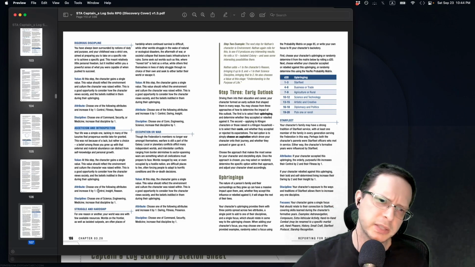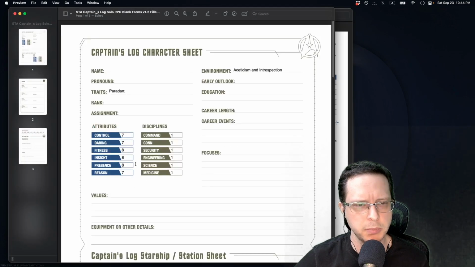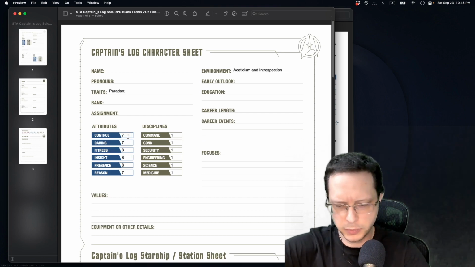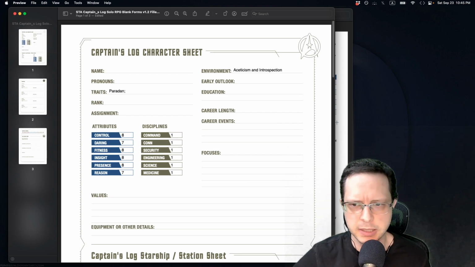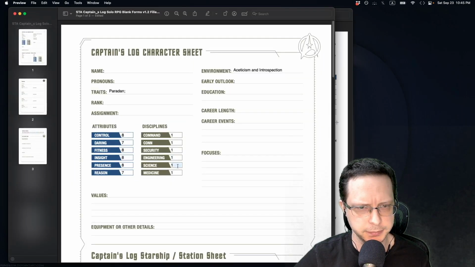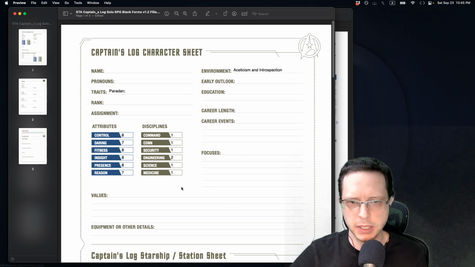upbringing. Next, we should also choose to put +1 in control, insight, or reason, and then +1 in science, engineering, or medicine. I'm thinking we should probably go ahead and put the +1 into, where were they again? Control. I like control. We should put +1 in control. And then we need to decide engineering, science, or medicine. I'm liking engineering. I think we're going to put +1 in engineering.